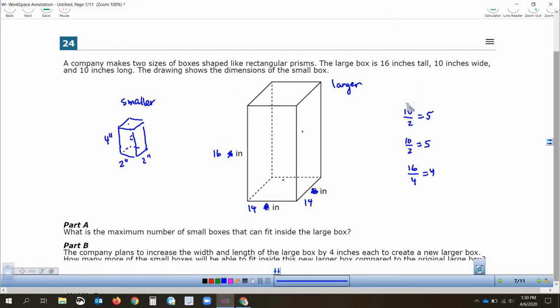So now if I go over here to change this, that's no longer 10, and that's no longer 10, which means that's no longer 5, and that's no longer 5. What is it? It's 14. 14 divided by 2 is 7. 14 divided by 2 is 7. So now instead of 5 across, we're getting 7 across, and instead of 5 deep, we're getting 7 deep. And so instead of having 5 times 5 is 25, we have 7 times 7 is 49.